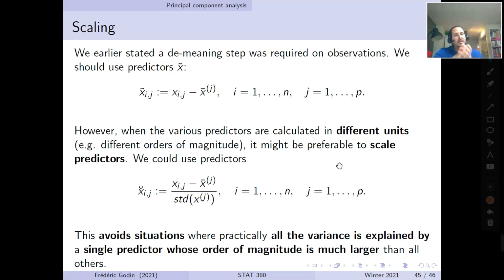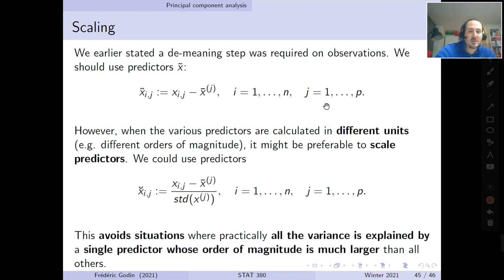Okay, one quick remark about principal component analysis is earlier we've mentioned that we need to center predictors to obtain new predictors with zero sample mean if the original predictors have a mean which differs from zero. However, often it's also recommended not only to center them but to scale them to have predictors which have roughly the same magnitude.